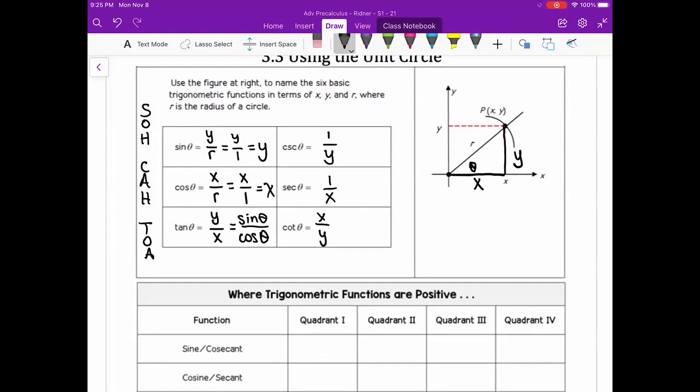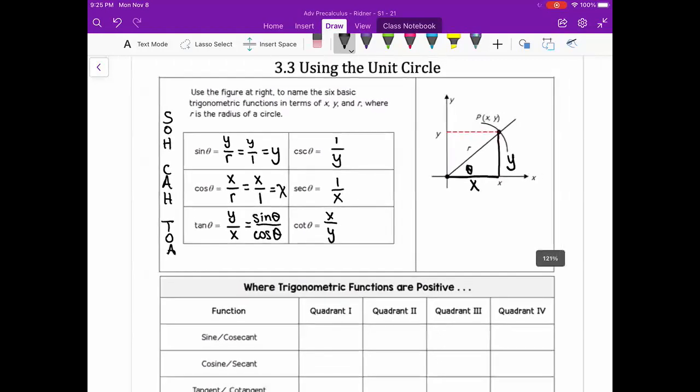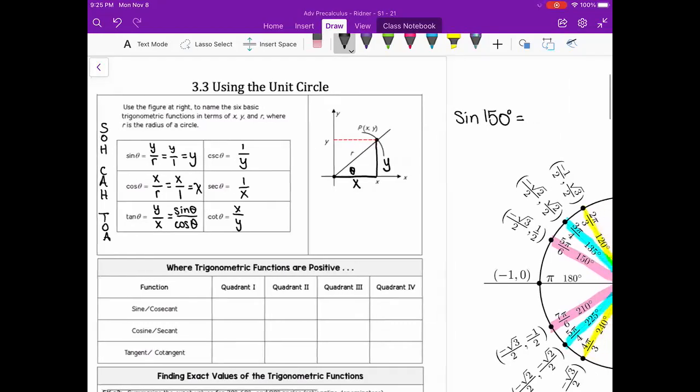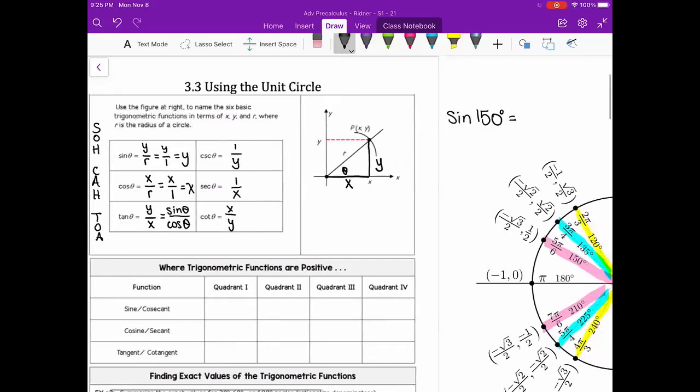So what does that look like? That looks like, hey, if I were to ask you what is sine of 150 degrees, you go to your unit circle over here. You look at 150 degrees. Well, sine is the y value, and the y value is 1/2. So sine of 150 degrees is 1/2.